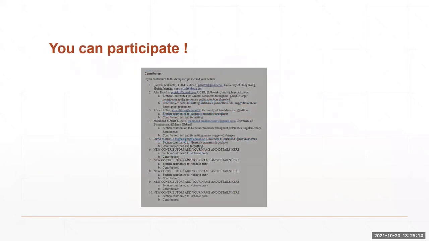And you can also participate to improve the templates. In the beginning of the main manuscript, you have a contributor list, and if you think you can add value to the manuscript, you can comment on the manuscript, you can comment on the R code, et cetera. Whatever you want, whatever you can, add your name in the contributors list so that we will improve the templates over time.